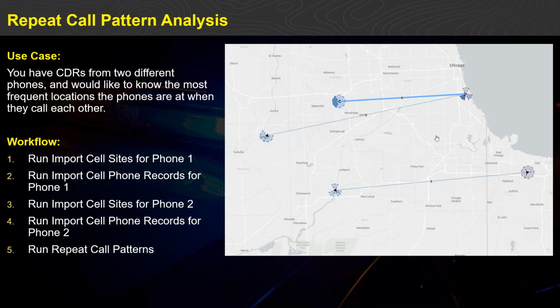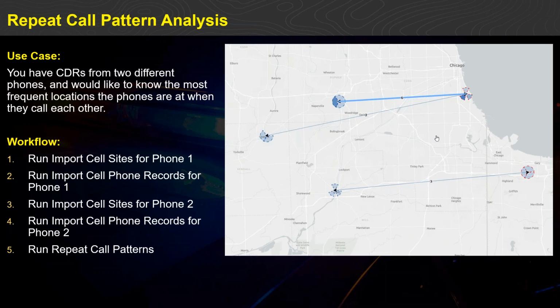So the way that this tool works is basically you bring in the data, run the cell sites tool for phone 1 to get your tower and your sector layer, associate your cell phone data to them, and then do the same thing for phone 2. And then you can run the repeat call pattern tool on those, and it's going to be asking you for populating the destination and the subscriber ID. A lot of that stuff will be auto-populated for you. I'll show you that in just a minute.